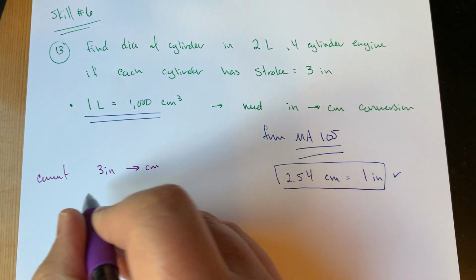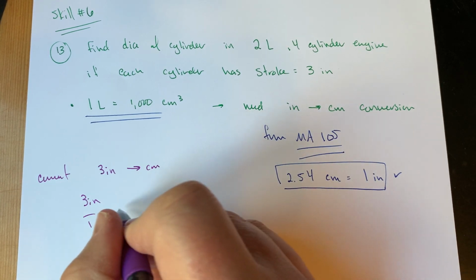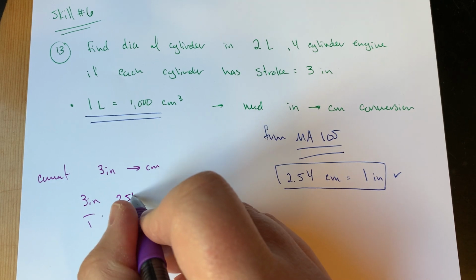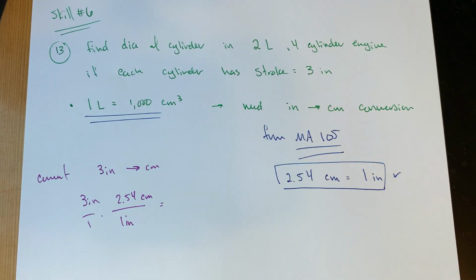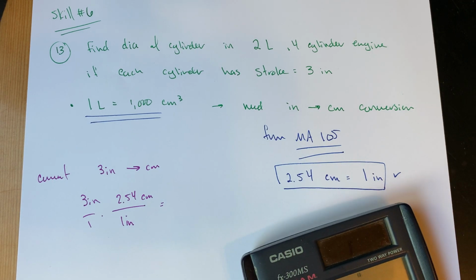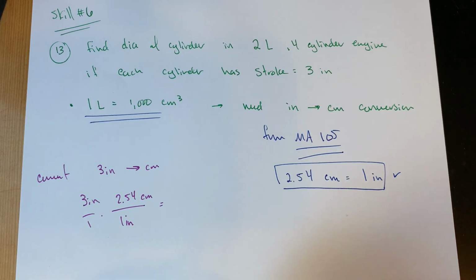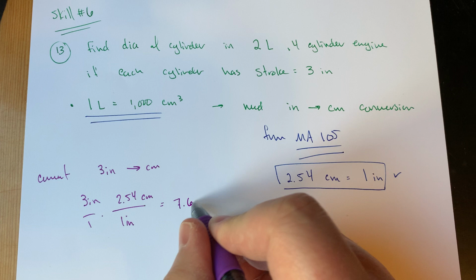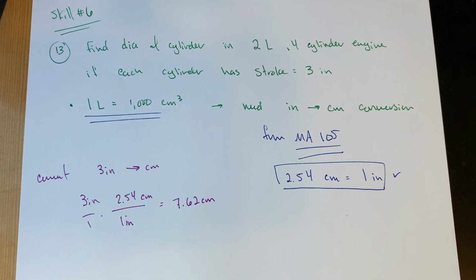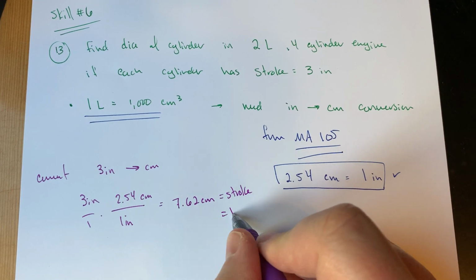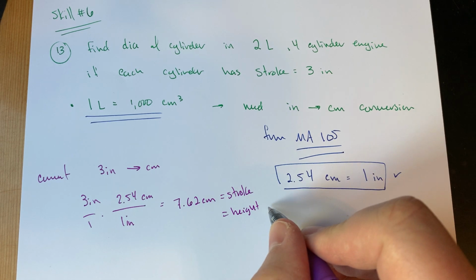So 3 inches to centimeters. So that's 3 inches over 1 times 2.54 centimeters per 1 inch. This is really just a quick multiplication, right? 3 times 2.54. That's going to be 7.62 centimeters. So that's the stroke, right? Which is the same thing as the height of the cylinder.